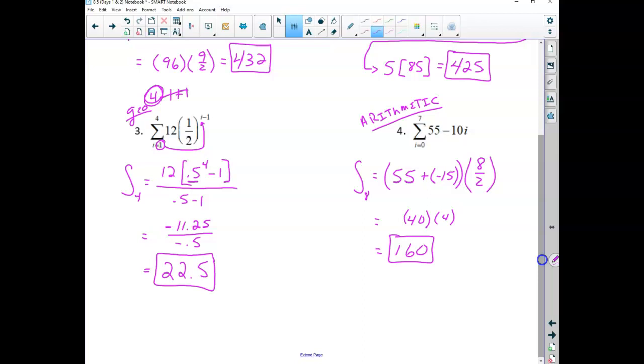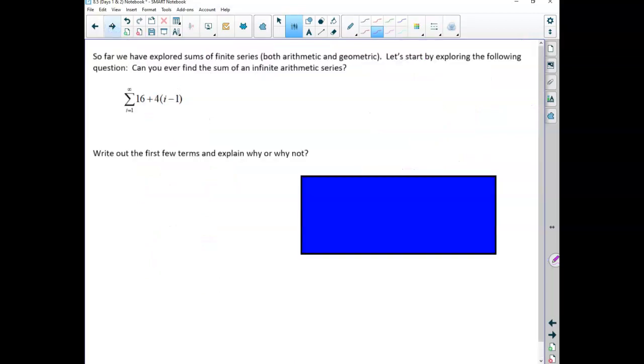So my first term, how many are there? Top minus bottom plus 1. So that's actually going to give me 8 terms. Notice that's why I'm taking the sum of 8 terms over here. My first term is plugging a 0 in there to get 55. My last term is plugging a 7 in there to say 55 minus 70 is negative 55 times 8 over 2. So I really get 40 times 4, which is 160. Okay? So we're cruising along here.